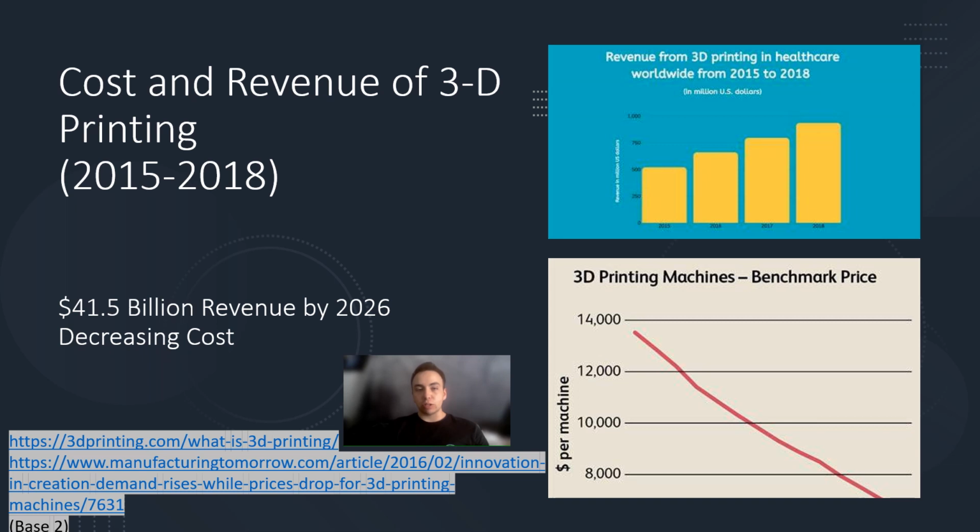Acumen Research and Consulting forecasts the global 3D printing market to reach $41 billion by 2026. The top picture shows us how revenue from 3D printing has been steadily increasing in the healthcare industry over the past 4 years, and keep in mind that it is showing in the healthcare industry, an industry that 3D printing isn't primarily used in. The bottom picture shows the cost per machine, and as they are becoming more prevalent, the cost of each machine is gradually decreasing.